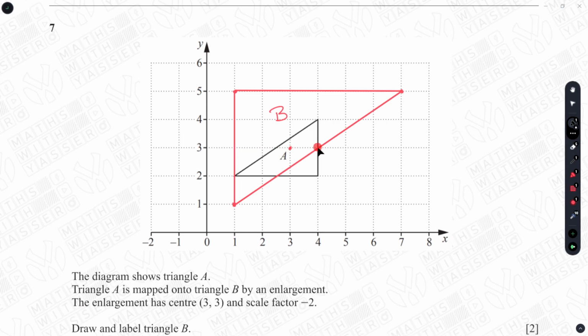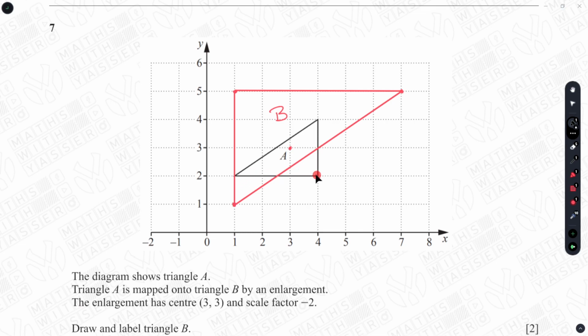And then since I went 1 unit up, that means I need to multiply 1 unit with -2, and that will give me again -2. That means I have to move 2 units downwards. So first I went 2 units to the left, and then I need to go 2 units downwards. So the point will be here.